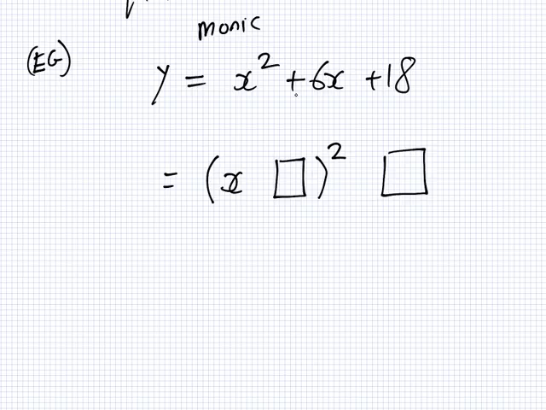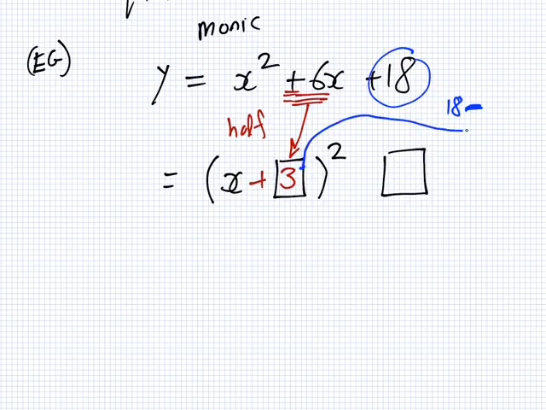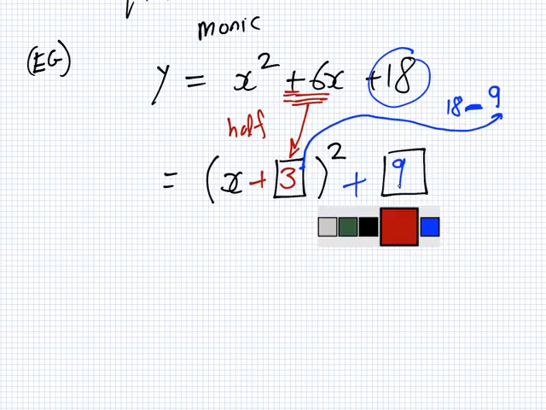All you do is you take this number and you half it. So half of plus 6 is plus 3. And that's fine. Then the next thing you do to get this number here is you take this, which is 18, and then you minus, and it's always minus, 18 minus this number squared. So that's a 9. So 18 minus 9? 9. Positive 9. And then that's it. So I'll do a couple more examples, but that's the process.